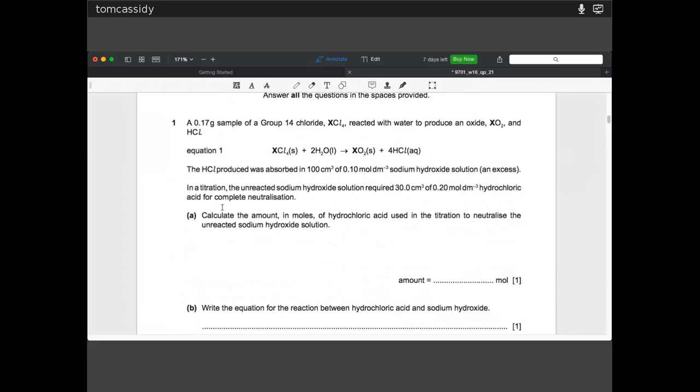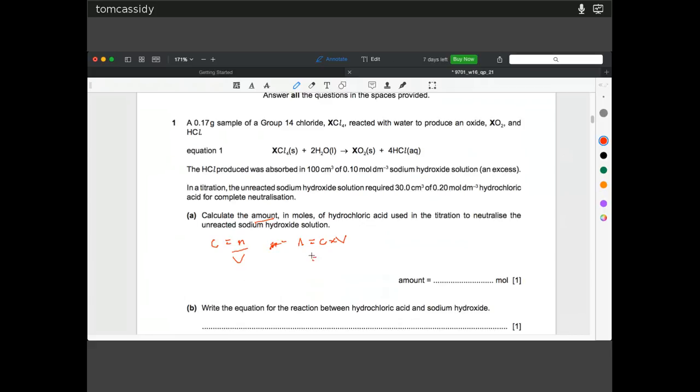So you need to use the equation that you know. You need to know that concentration is the amount divided by the volume. If you want to work out the amount, which is what they're asking for here, you've got to rearrange that equation. So the amount, n, is equal to the concentration times the volume.